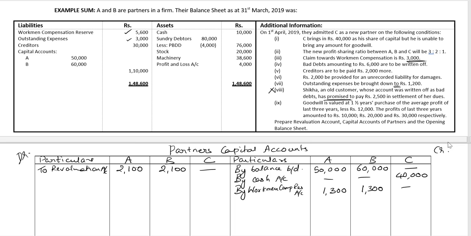There are no other reserves. There is an accumulated loss appearing on the asset side of the balance sheet, which has to be written off among the old partners in old profit sharing ratio. So to profit and loss account, 4,000 in 1:1, 2,000 for A and 2,000 for B.